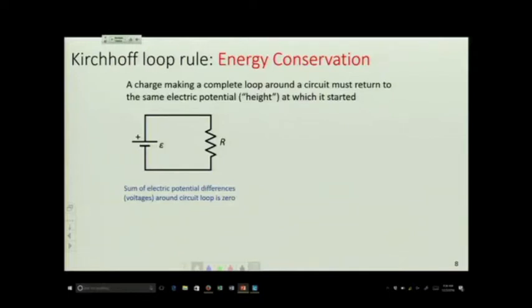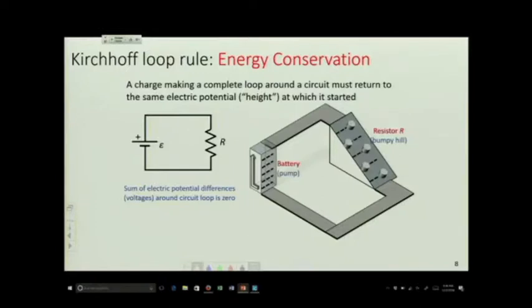Conservation of energy says that when I go through a closed loop, I start at some height, I gain energy, and then I go through the circuit, and that energy is used up. So it's as though I started at some height, went through a bumpy hill, lost all my potential energy, and came back. I want to go back to my starting point, so my battery pumps me back up there. I again gain energy, go through, lose that energy, and it repeats.